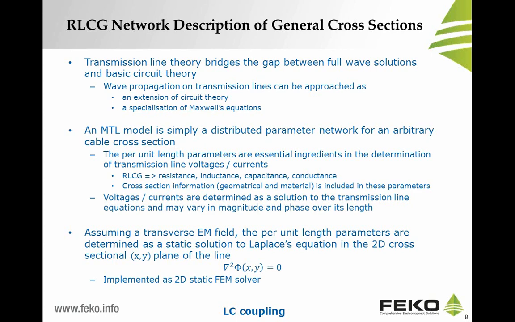Multi-conductor transmission line models are basically a distributed parameter network for each cable cross-section, which is uniform along a specified path. The RLCG is simply, as you would know, resistance, inductance, capacitance, and conductance in this distributed parameter. And all the cross-section information, both geometrical and material properties, are included in these parameters. And the idea is that from the model we can calculate voltages and currents as a solution to the transmission line equations, and they may vary in magnitude and phase over its length.